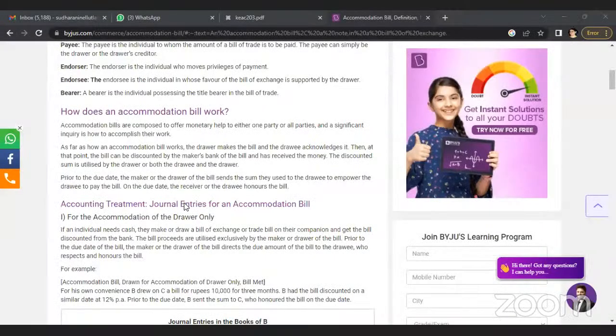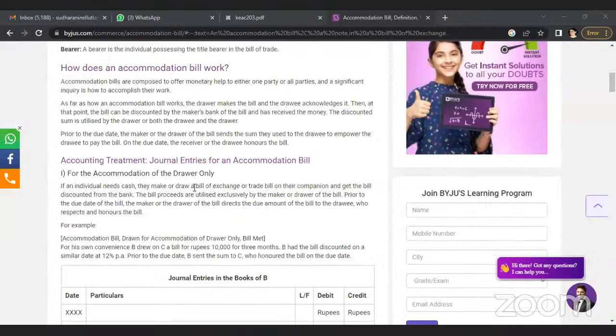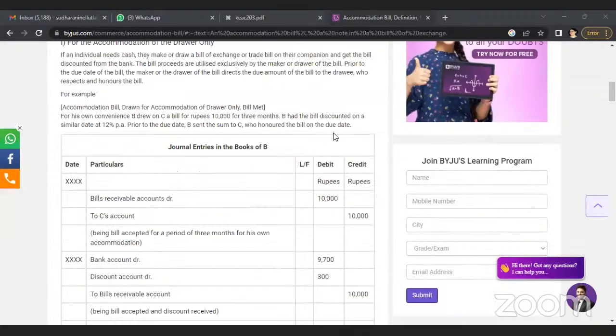I'll share Byju's notes here. Yeah, please see. Journal entries for accommodation bill: if the accommodation is only for the drawer. But for you, accommodation will be given for both. It's not only the drawer; questions will be in the drawer's and drawee's books.